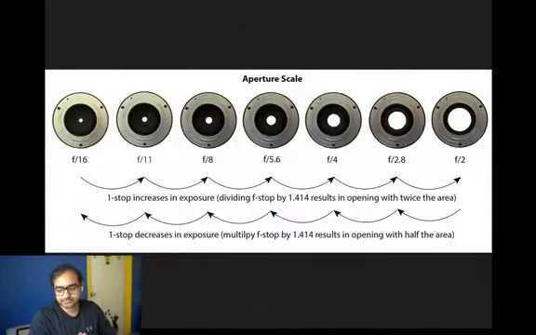Okay, so now just have a look at the presentation. So one stop increase in exposure results in increasing the aperture of the lens by double. One stop decrease means the exposure gets halved, right? So that's how you stop up and stop down in aperture.